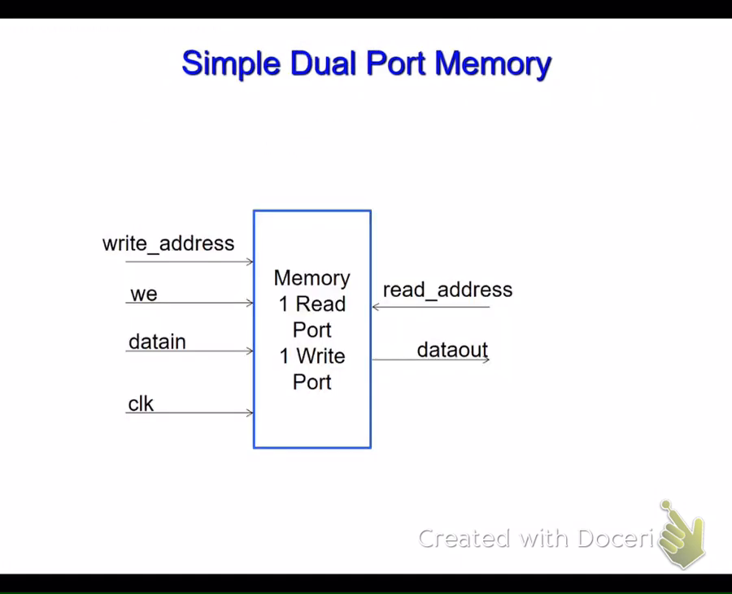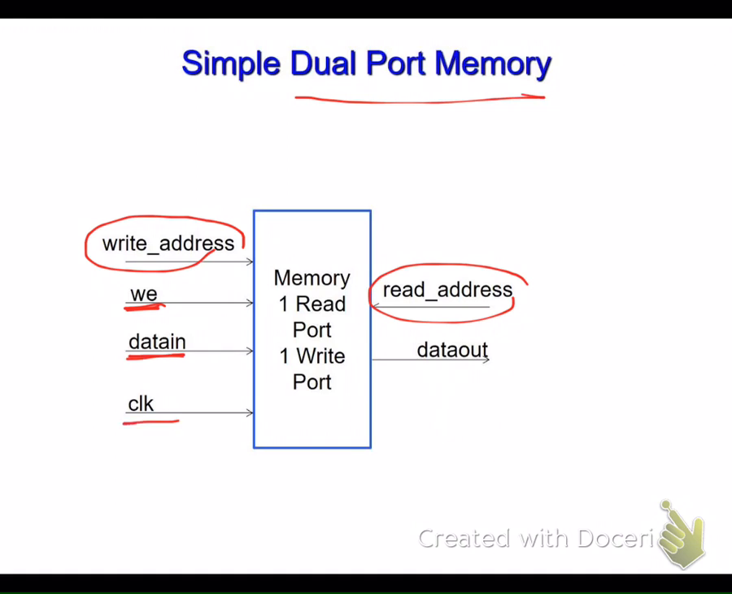So now we will go to a dual port memory. Now we have a write address and a read address, meaning that I can write to a certain address and read from another address. So I don't have to use exactly the same one. I can write to slot number 10, and I can read from slot number 5, or whichever way I would like. Again, I have write enable, data input, clock, and data output.